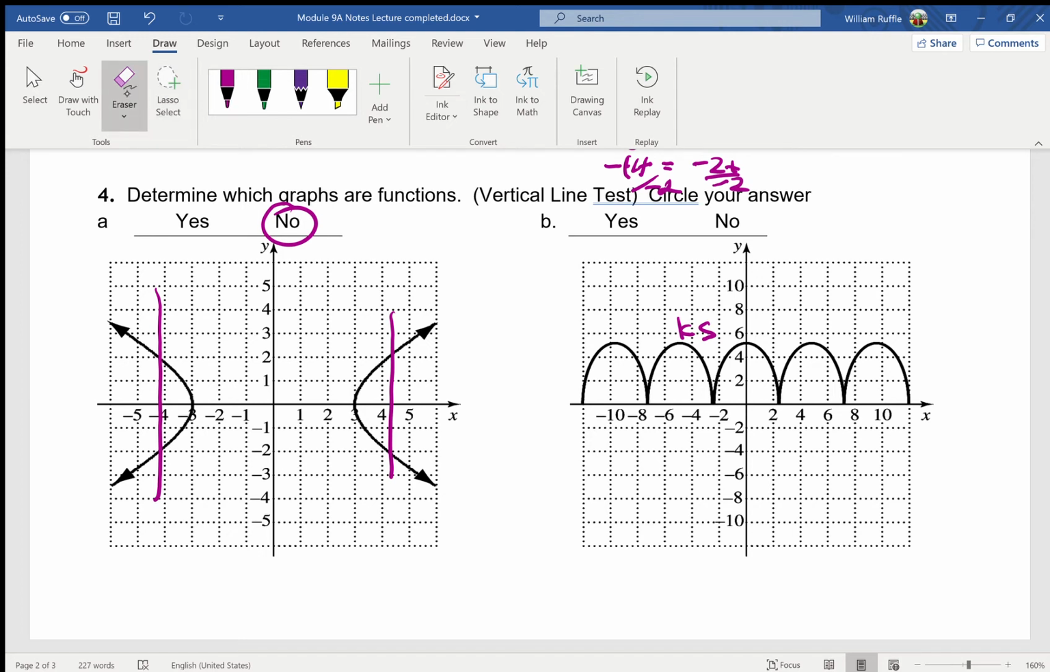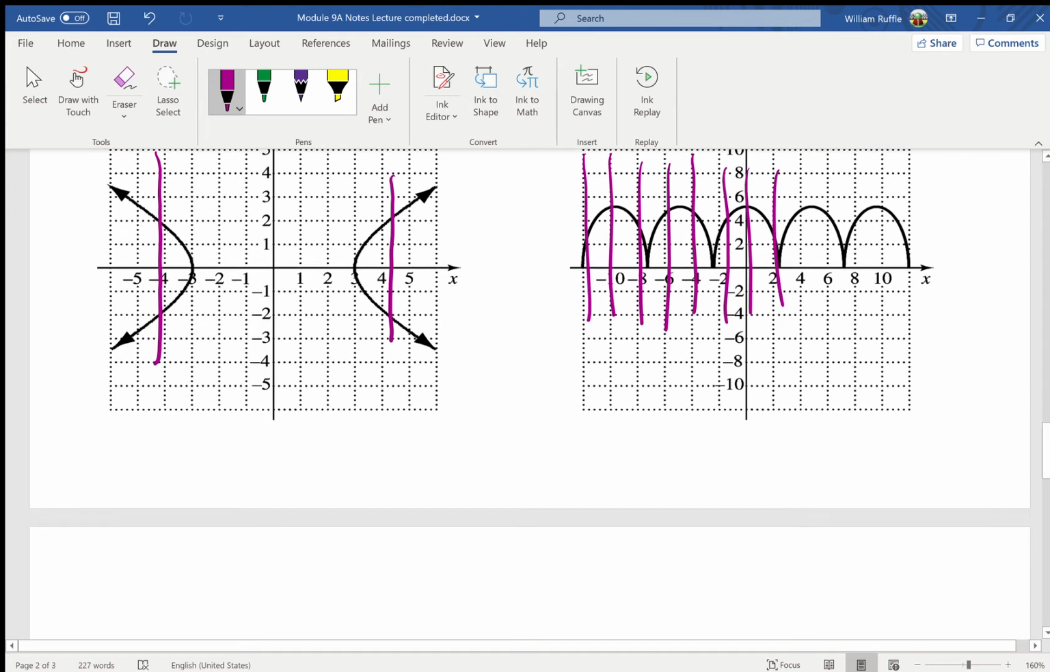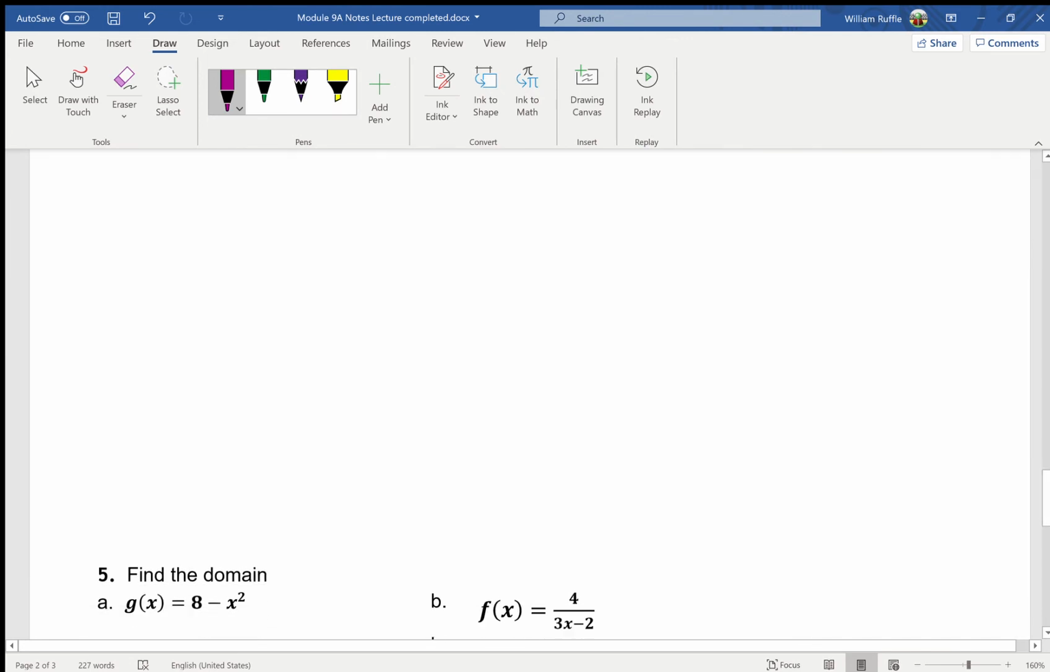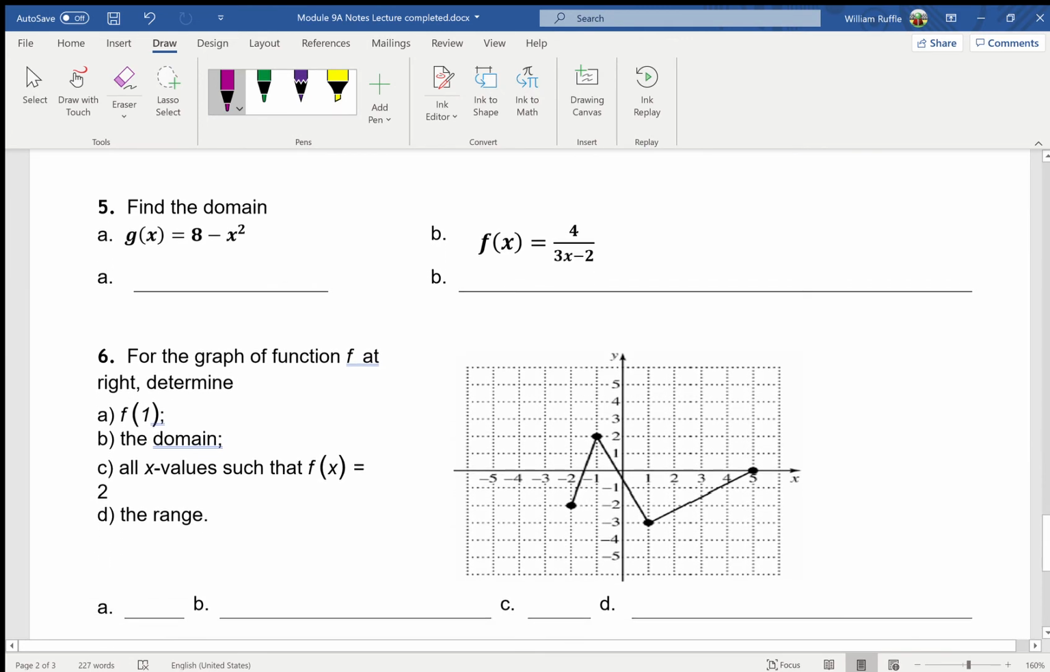This next question, if I draw vertical lines anywhere on this graph, I can never hit the graph twice. So this is a function. Vertical line test is a very simple way to do it.